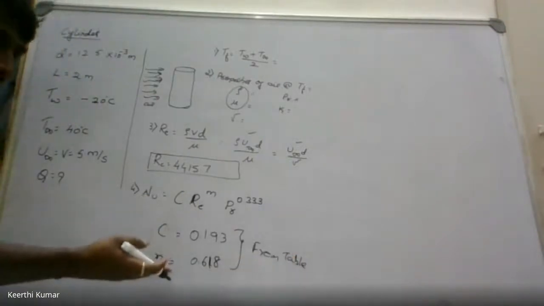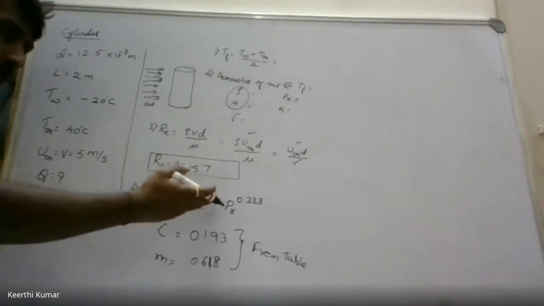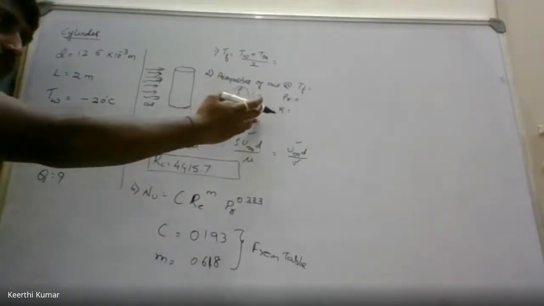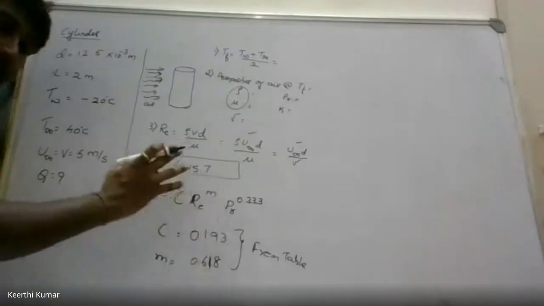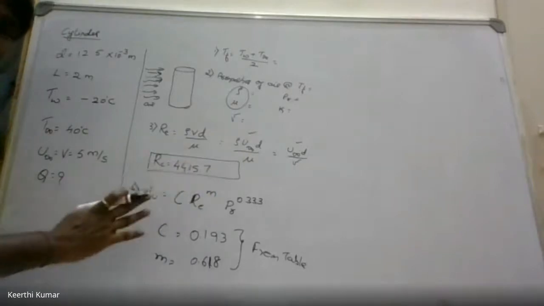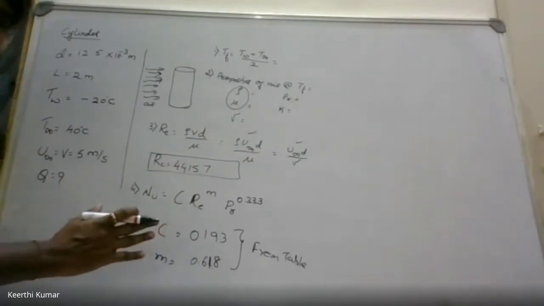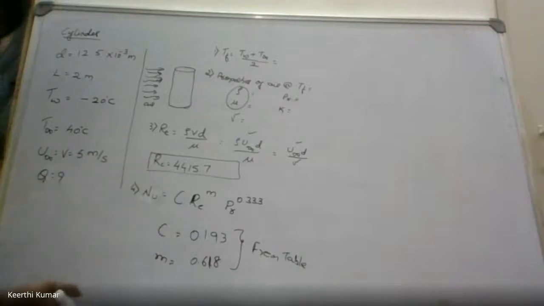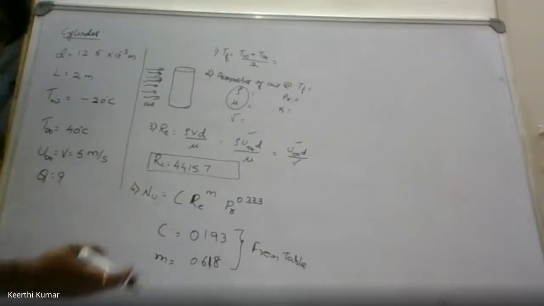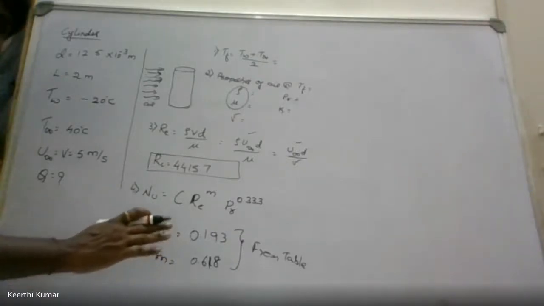So with these values, substitute C, the Reynolds number we got, and m, the Prandtl number we got from the properties. This is the formula for flow over a cylinder, and the Reynolds number should be in the range of 0.4 to 4 lakh. If it exceeds 4 lakh, there is one more formula that will come later. If it is less than 0.4, there is one formula. Again, in any problem it won't be less than 0.4.